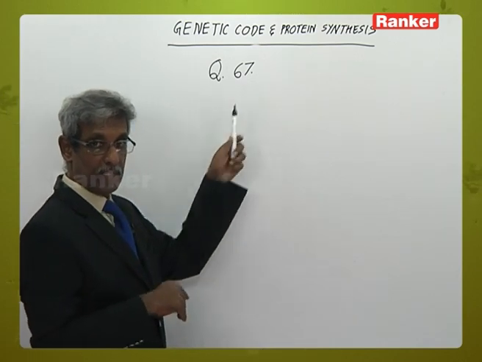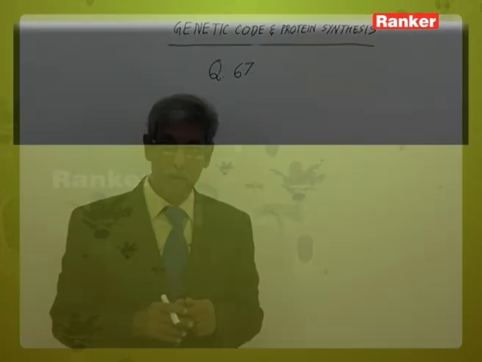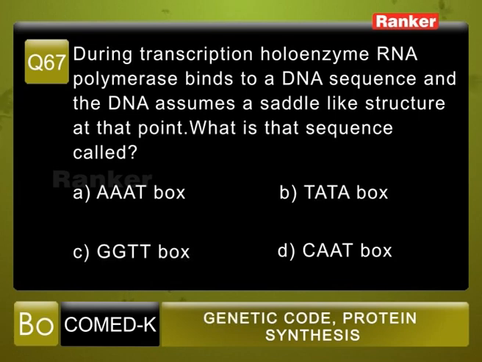We go to question number 67. During transcription, holoenzyme RNA polymerase binds to the DNA sequence and the DNA assumes a saddle-like structure at that point. What is that sequence called? Choice A is AAAT sequence, B is TATA box, C is GGTT box, D is CAAT box.